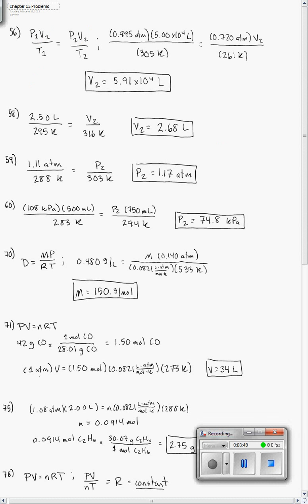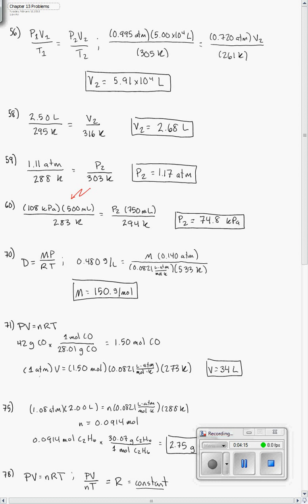Number 60 involves similar methodology to number 56, and you use the combined gas law again. So we've got 2 sets of conditions. We've got an initial volume of 500 milliliters. We've got an initial pressure of 108 kilopascals and an initial temperature of 10 degrees Celsius. So we're going to fill in all those pressures and volumes and temperatures on our left side of our combined gas law. We can use milliliters here.